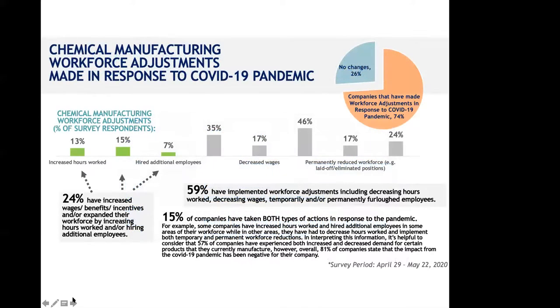Again, from our economic survey, down to the workforce adjustments that were made in response, about three quarters had to make some sort of workforce adjustment. Some of them permanently reduced the workforce, eliminated positions, layoffs. Some temporarily reduced the workforce more. That was about half of the surveyed companies, more so than the permanent reductions. Decreased hours worked, about one third, about one fifth decreased wages. 24%, however, have increased wages.